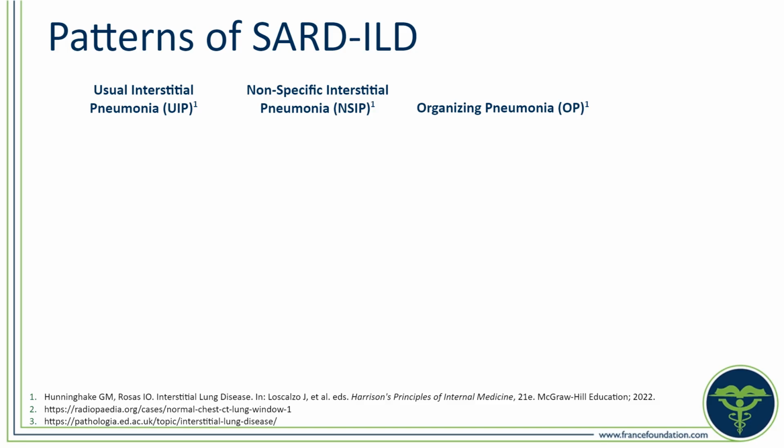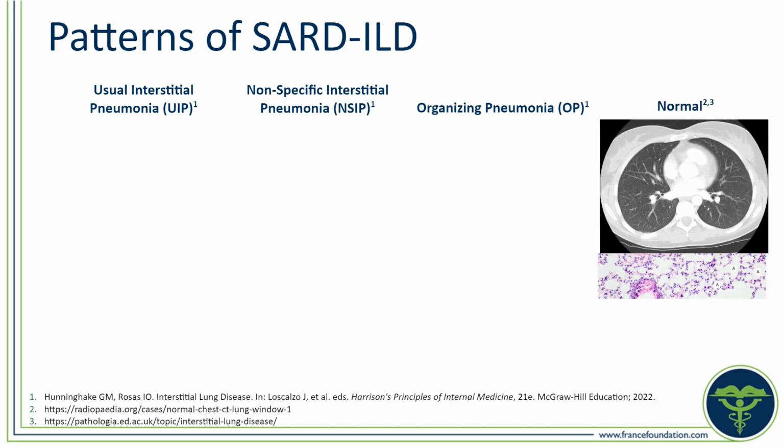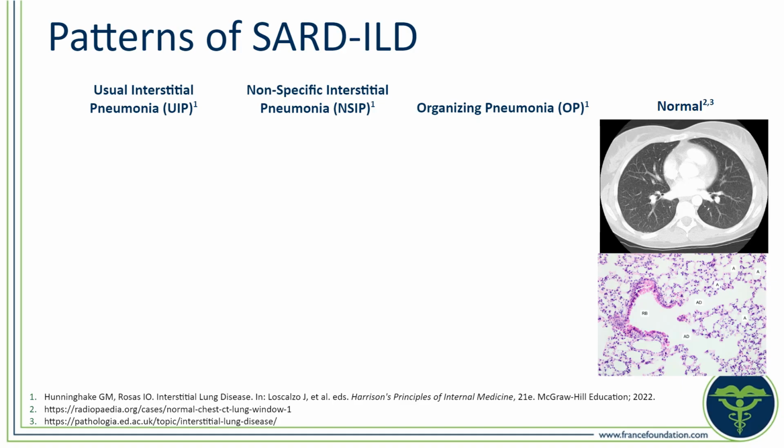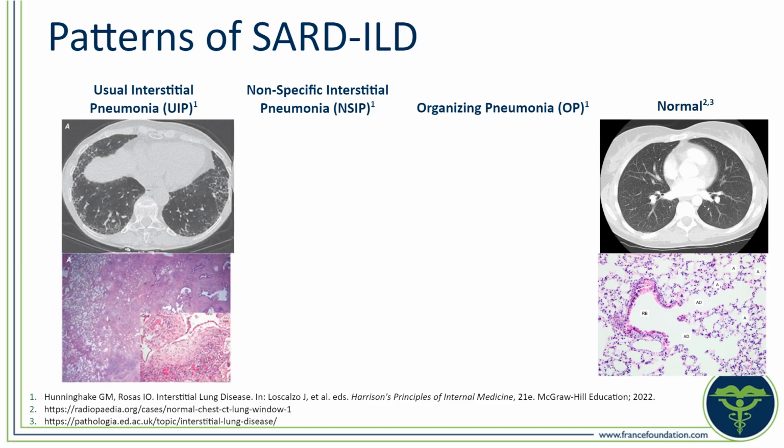On the far right of this slide, what you'll see is a normal chest CT scan and normal lung pathology for reference. Now, starting on the far left, the UIP pattern. This is the pattern that is also observed in idiopathic pulmonary fibrosis.